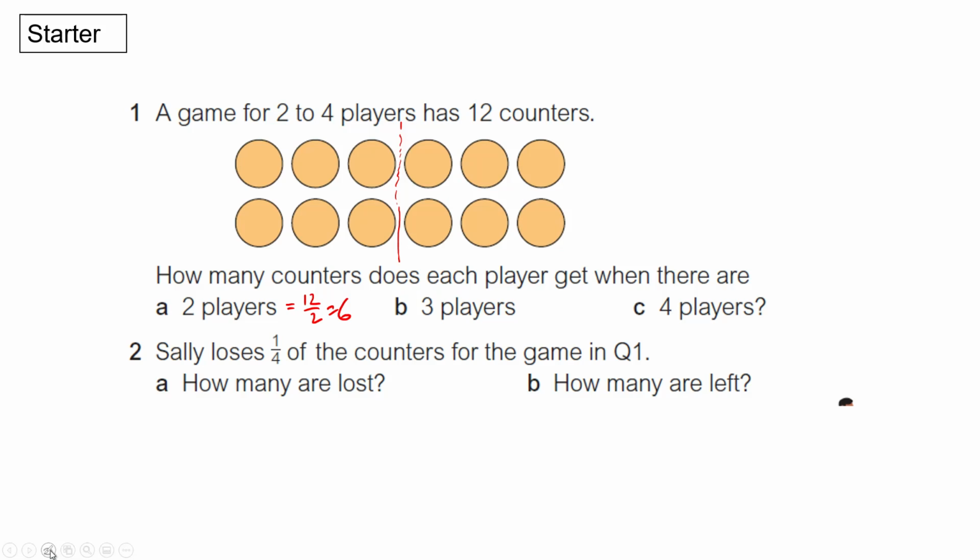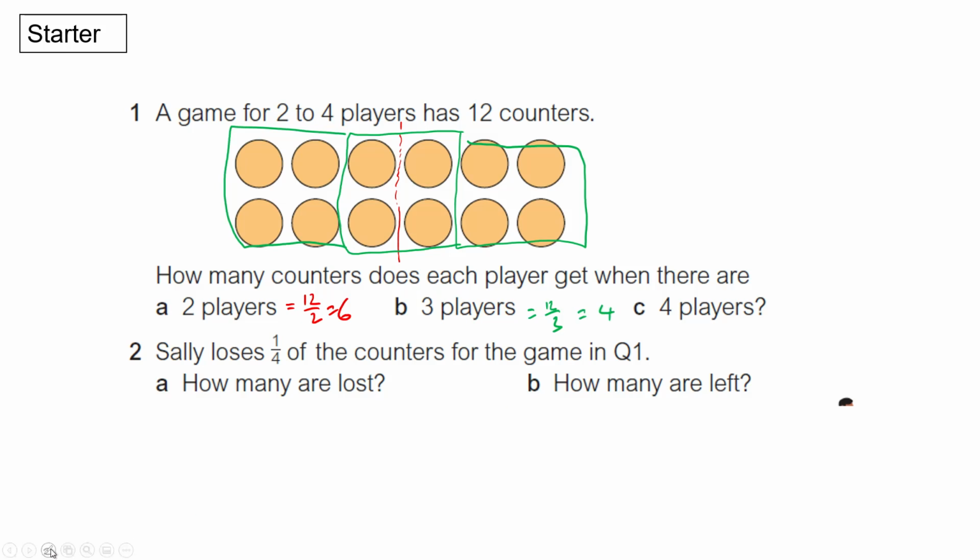If we have 3 players, let's just change color. Let's see, I'm going to go green. If you have 3 players, then you've got 12 divided by 3. So each player then gets 4 counters each. We've got 4 there, got another 4 here, and you've got 4 more there. So each player gets 4 counters each.